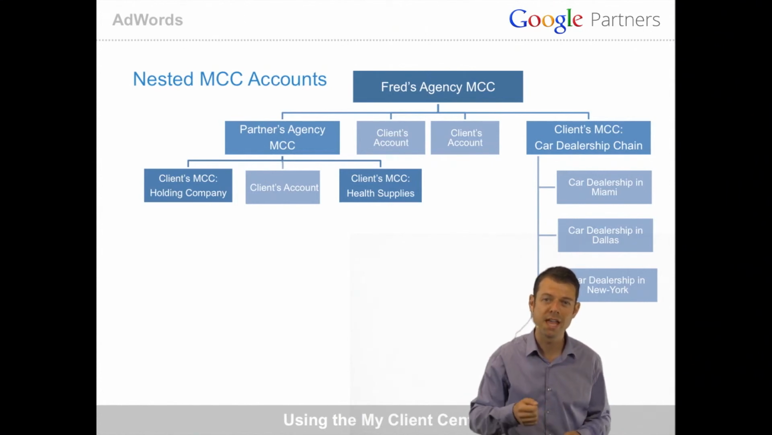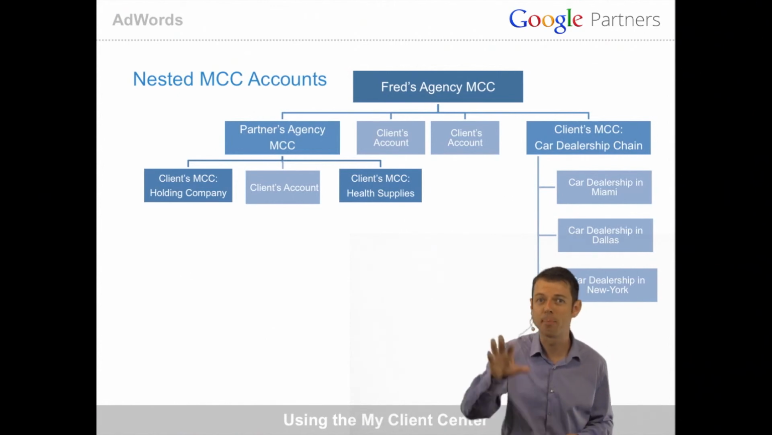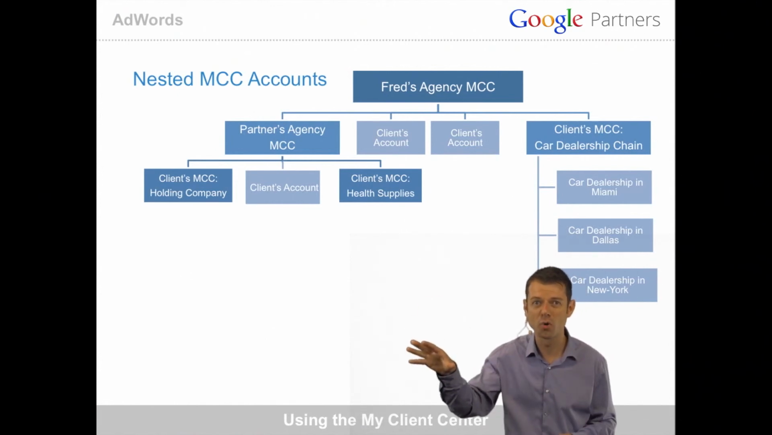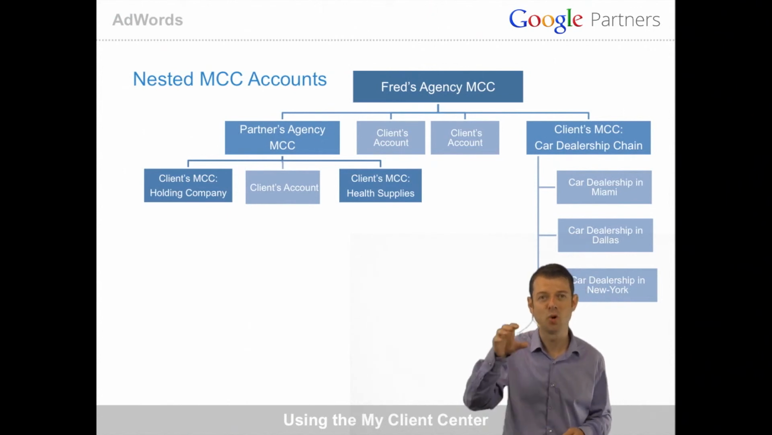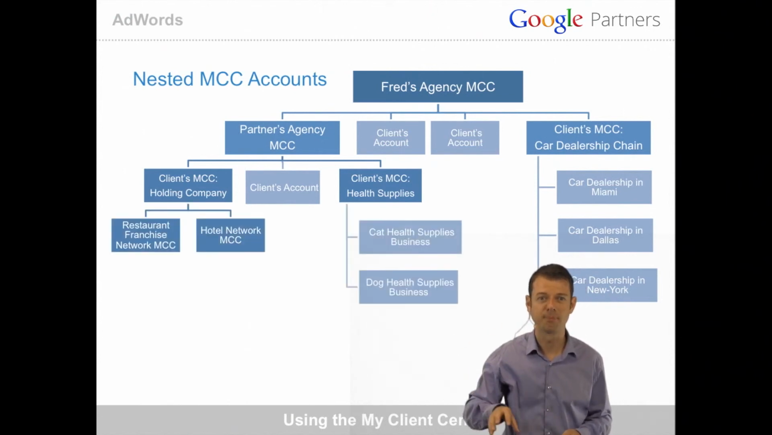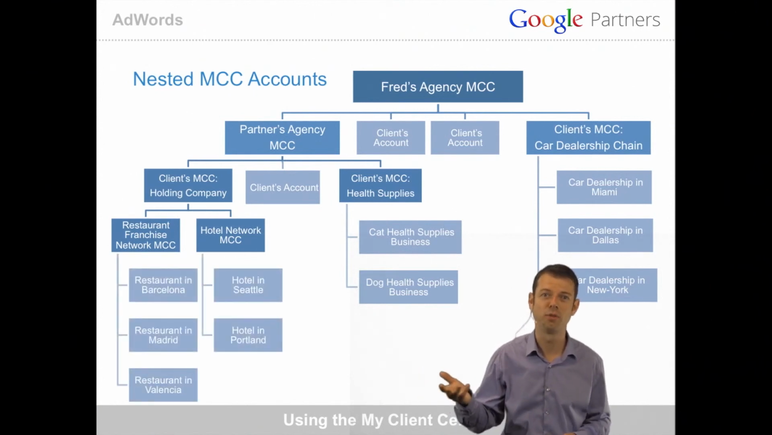Below the partner agency MCC is a structure that's very similar to my own. That partner may have partners of its own. They also have accounts that are just for them that they manage. And so all of that linking is done below that. And you can see that one of the client's MCCs is a restaurant franchise. There's also a hotel network. And you can imagine that below that, there's probably several accounts, one for each of the locations of the hotels, one for each of the locations of the restaurants.